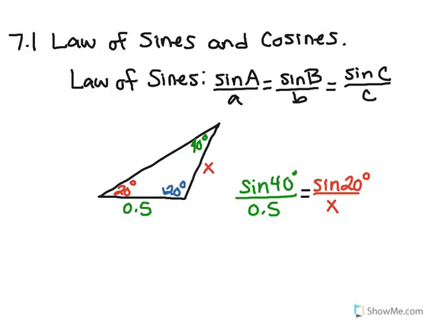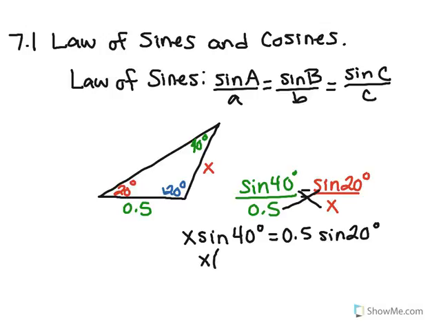So let's go ahead and do that. I'm going to do x times the sine of 40 degrees equals, and then I'm going to multiply the other pair. So 0.5 times the sine of 20 degrees. Now, on the left-hand side, I'm going to do x, and then I'm going to determine the sine of 40 degrees, which is 0.642. And then on the right-hand side, I'm just going to compute everything out together. So 0.5 times the sine of 20 degrees, which is 0.171.